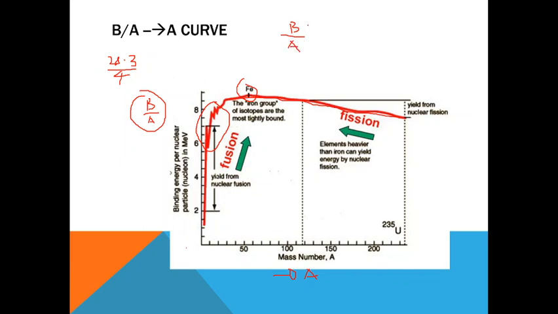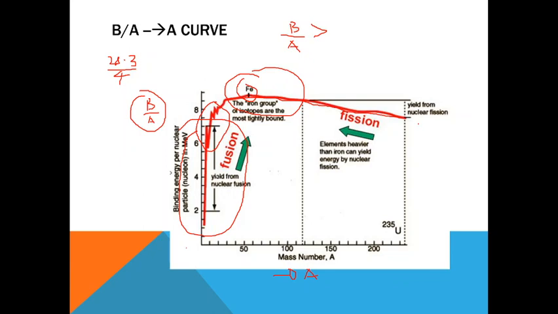is greater, then that particular nucleus is stable. The stability of any nucleus will depend on the B by A value, which means it is very easy to remove a nucleon from lighter elements. While in this mid-range of A, the B by A is very large, so it's very difficult, you need more energy to remove a nucleon from these mid-range atoms.